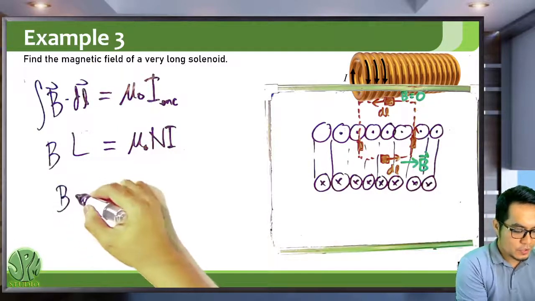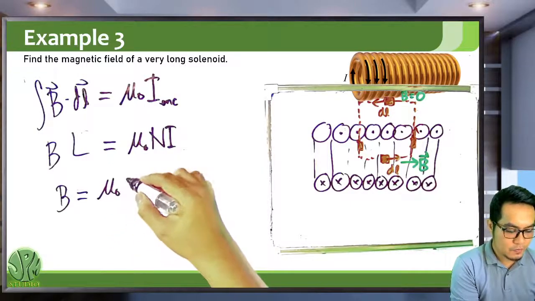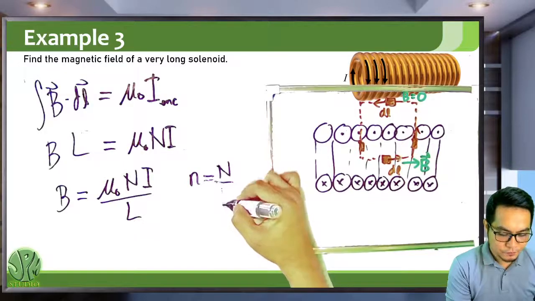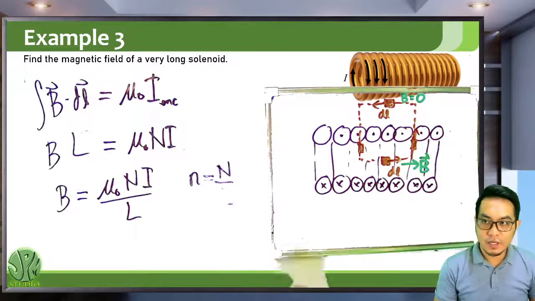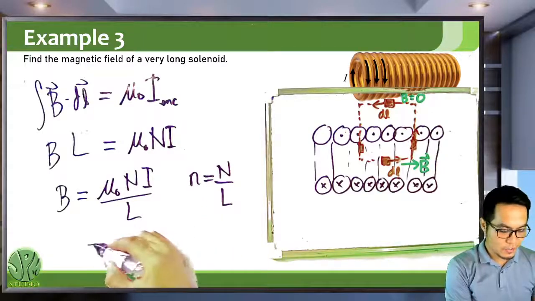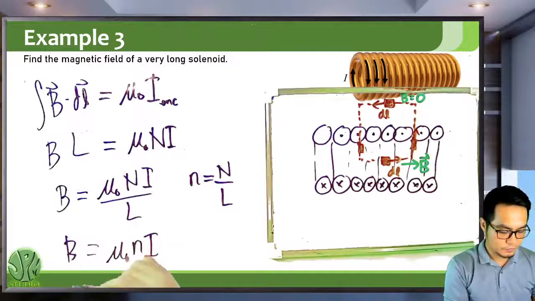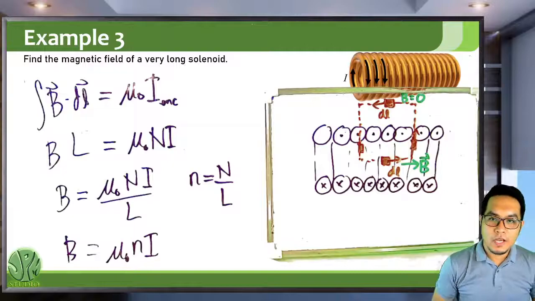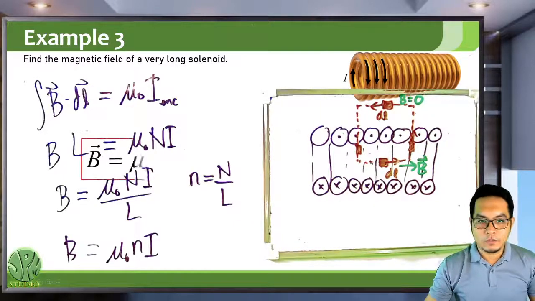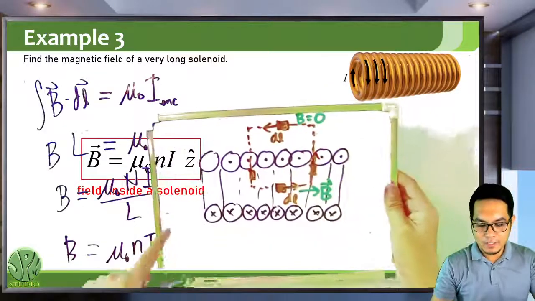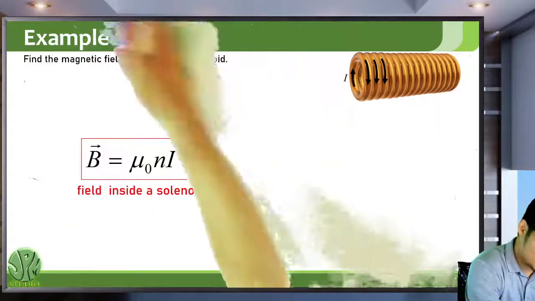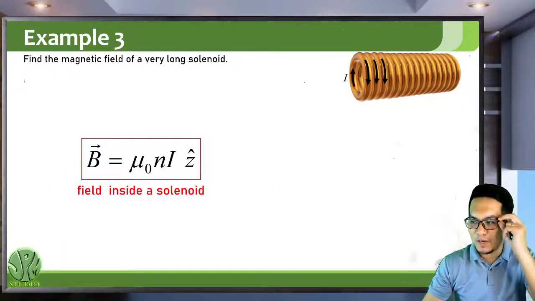Say l. So the magnitude of the magnetic field inside will just be mu naught n I over l. We can actually write n over l as the number density, the number of turns per unit length. So n here is the number density, and the magnitude will just be mu naught n I. And the direction will depend on what axis this is. In this case, we let the axis of the solenoid be the z-axis, so it depends on your definition of the axis. So this is the field inside the solenoid. It's very easy if you use Ampere's law.